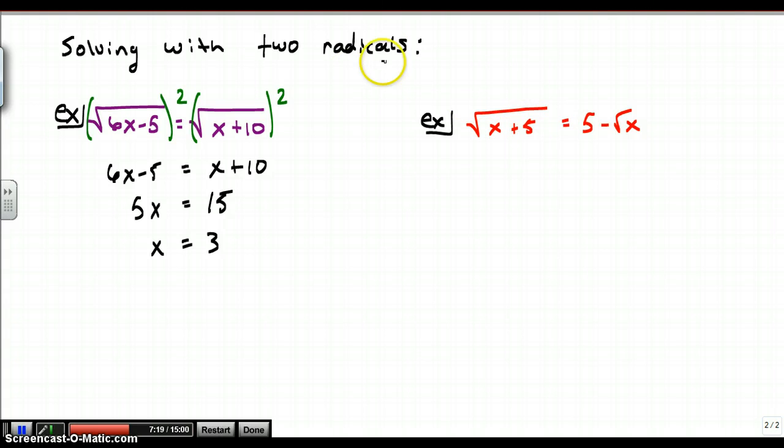And the last example is a little bit tricky. So just be careful here. This is where a lot of people make mistakes. Again, I have square roots on both sides. So I'm going to go ahead and square both sides.